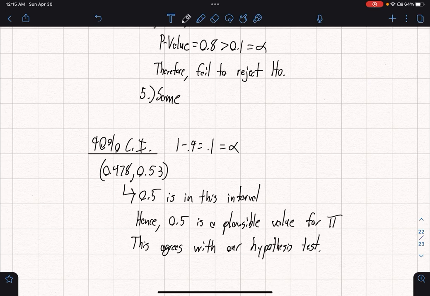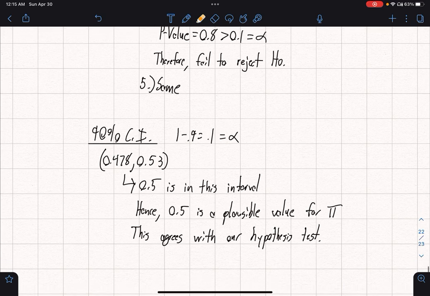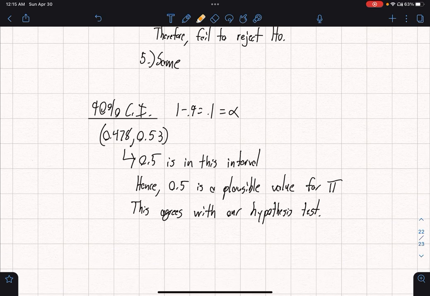Our hypothesis test said we failed to reject that the population proportion was equal to 0.5. Well, when we did a confidence interval, 0.5 was in our interval. So 0.5 was a plausible value for the proportion. And so it makes sense that we failed to reject the null hypothesis, which said that the proportion was equal to 0.5. So we can see the connection between confidence intervals and hypothesis testing.